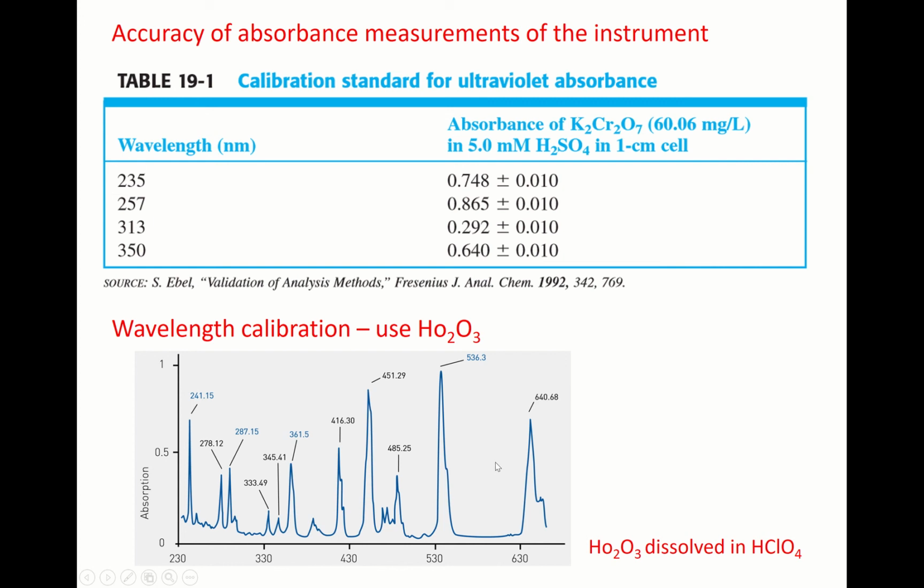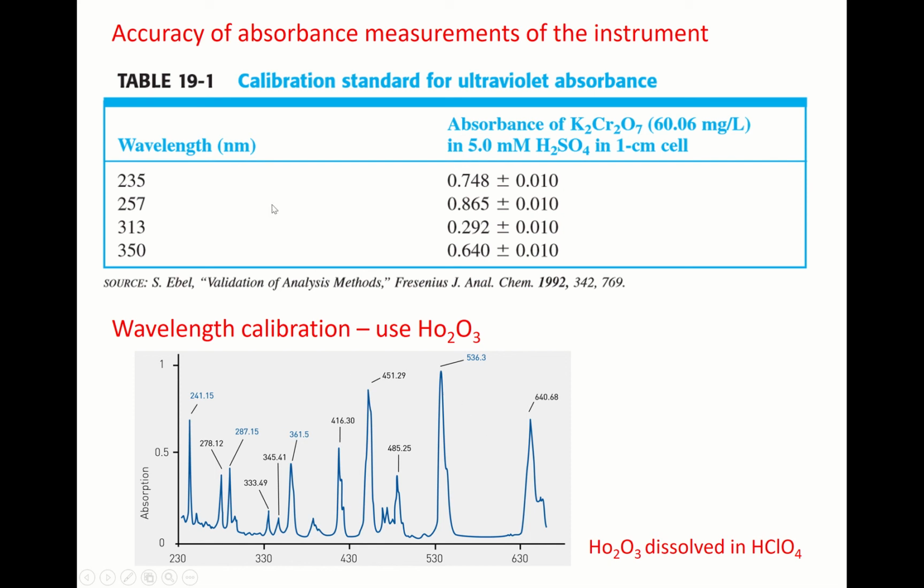Let's first look at this one. For the wavelength calibration, people have used holmium oxide. You dissolve this holmium oxide in a strongly acidic solution like that. This holmium oxide is dissolved in perchloric acid. It gives many peaks in the UV and visible range, and each peak position has been well determined. So using this spectrum you can calibrate your spectrophotometer.